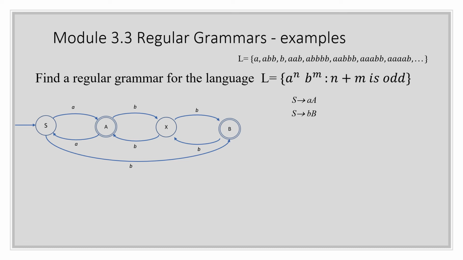Now let's do state A. A with an A, you go back to S. A with a B, you go to X. And you can also stop at A because A is an accepting state. So you could also just stop there, not consume any symbols, and end there as one of the accepting strings of the language.